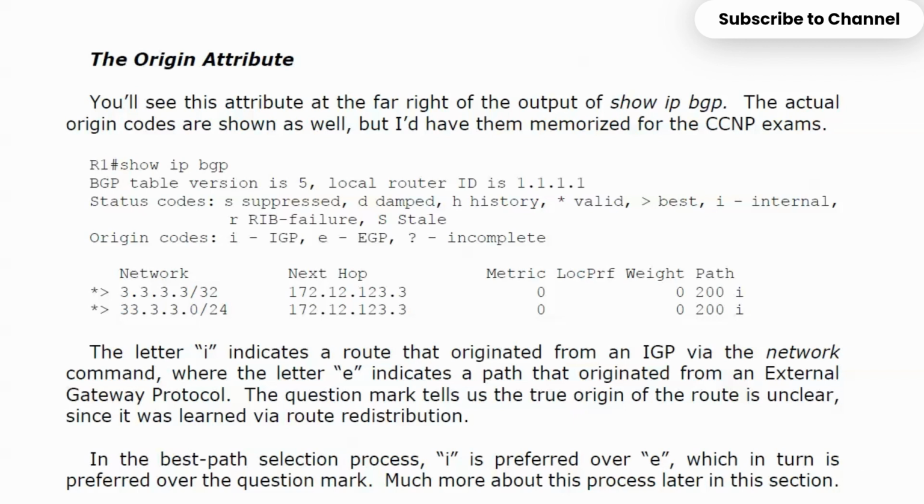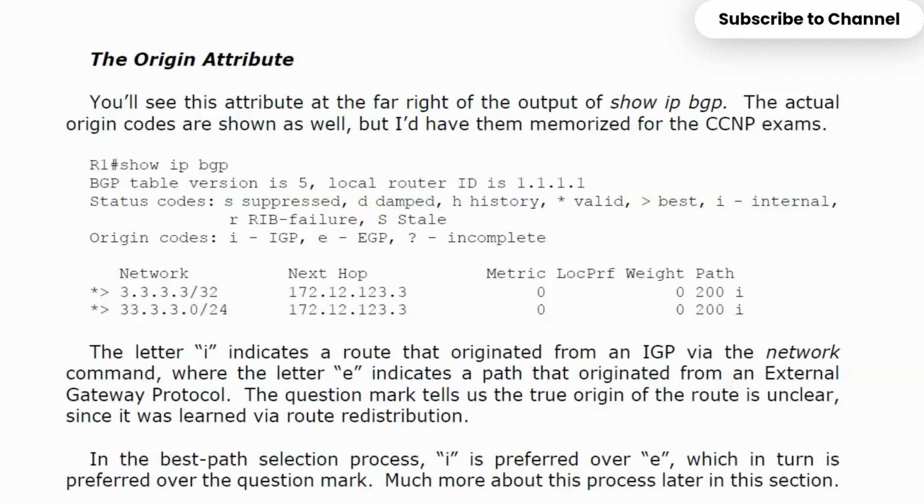Now, the actual origin codes are shown as well in the little origin codes row under show IP BGP. I would definitely have these down cold for the CCNP exams, and they're very straightforward, nothing confusing here. For the origin code you either have an I indicating an IGP via the network command, and that's how we got those two routes in there. E for EGP, that indicates a path that originated from an external gateway protocol. And question mark for incomplete, that's not as self-explanatory in IOS help. What that means is the true origin of the route is unclear because it was learned via route redistribution. Now in the best path selection process, it's I over E over question mark.